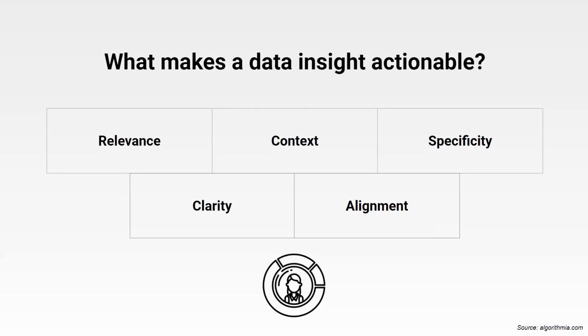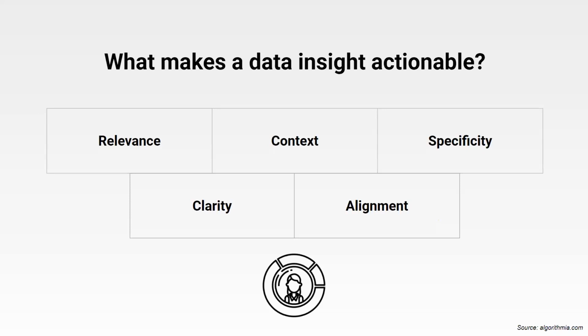Specificity is also very, very important. The more detailed information we have, the more detailed insights, the easier it will be to take some action, to have something practical that we will be able to act on. Clarity is the next step of specificity. Again, highly detailed, specific information will help us establish the right framework for making our decisions.